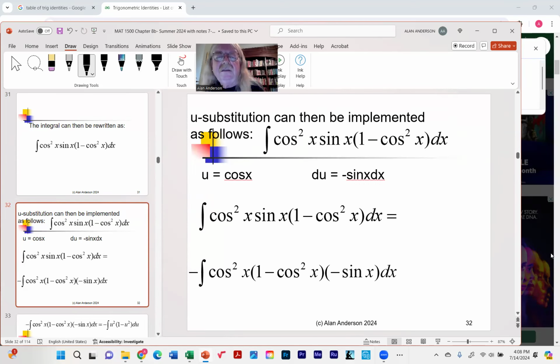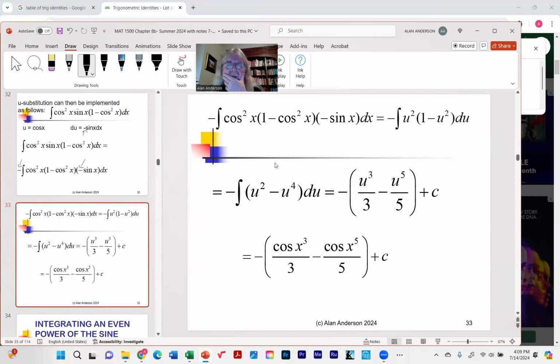So let's try this. u will be cosine of x. If it is, then du would have to be negative sine x dx. Now, one thing we can do is rearrange this a little bit. You notice how we don't have this negative for our du. We're going to supply it right here. Wow, what do we do now? Multiply that out. Oh my God, there's so much to multiply.